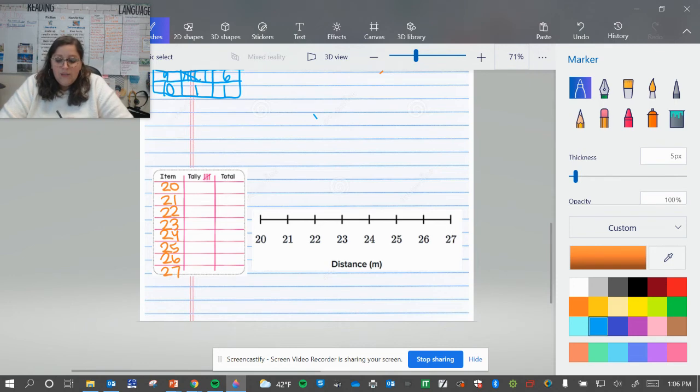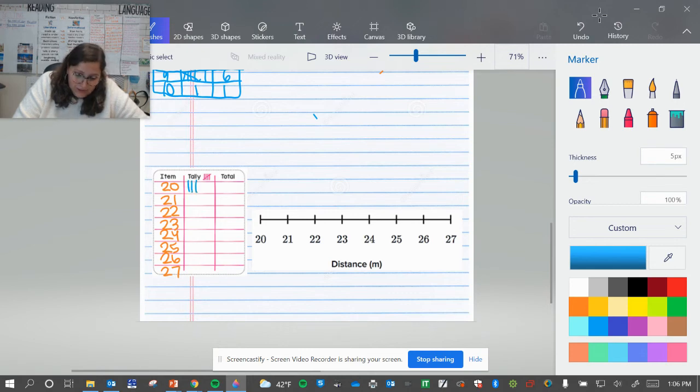Okay. So there were, I'm just going to name these off for you. 7 kids that ran 20. 1, 2, 3, 4, cross it over at 5, 6, 7. 1 kid ran 21. Nobody ran 22 meters. 4 kids ran 23 meters. 10 kids ran 24. 1, 2, 3, 4, cross it over at 5. 2, 3, 4, cross it over at 5. 10. Nobody ran 25 meters. 2 people ran 26 meters. And then we had 8 people run 27. 1, 2, 3, 4, crossed over at 5, 6, 7, 8.